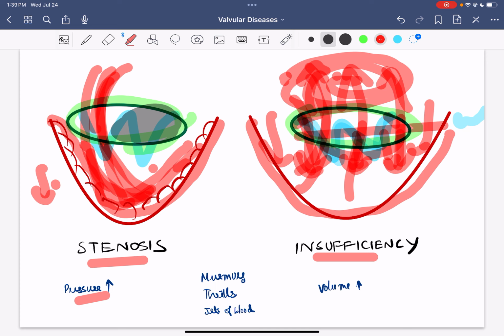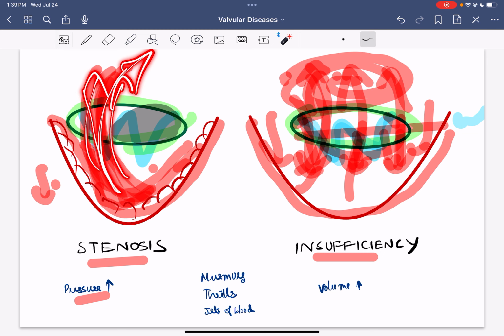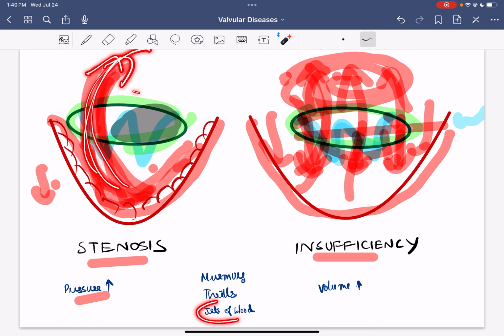Now, due to the stenosis and insufficiency, there are certain things that can be heard in a physical examination. And those are your murmurs, your thrills, and there are jets of blood. So what are jets of blood? Nothing, just the passage of blood like a jet stream. Instead of a plane or mass flow, there is a single stream of blood flowing if the obstruction is severe. That is called jets of blood. And in the physical examination, you will be observing murmurs and thrills.